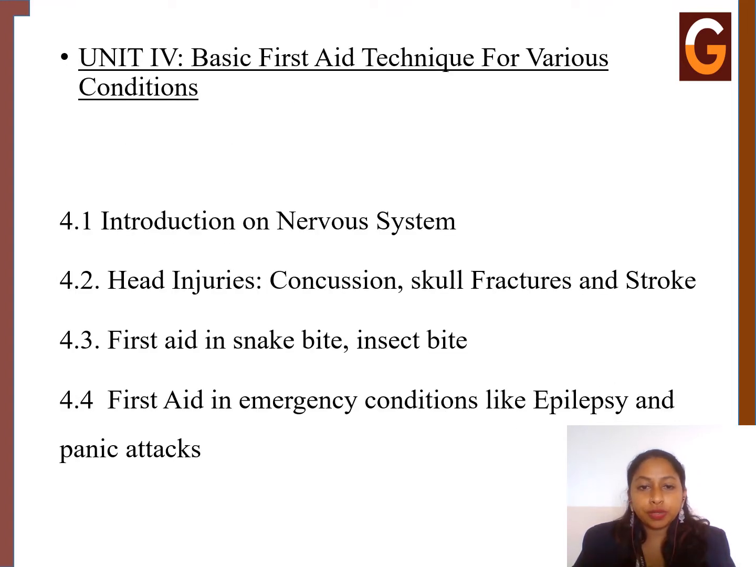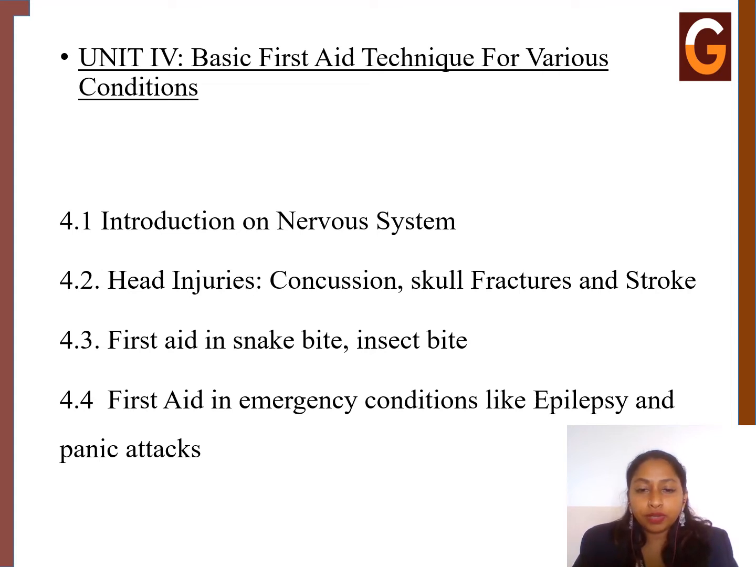In Unit 4, you will be dealing with basic first aid techniques for various conditions. So here we will be giving mostly on our nervous system, like about the concussion, any kind of hit on your head. So we will be basically looking forward to the areas related to our brain. Okay, so first a unit will just give you a very brief overview about the nervous system.